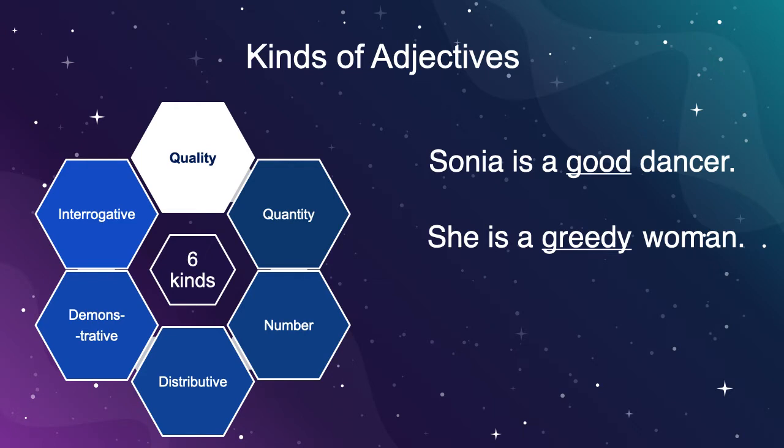For example, Sonia is a good dancer. She is a greedy woman. Here, good and greedy tell us about the dancer and the woman, कि वो कैसे हैं, इसलिए ये adjective of quality है.